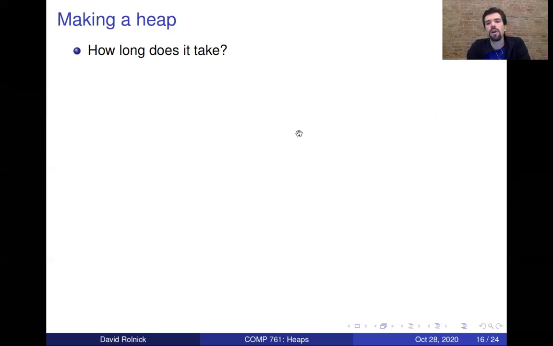So the question, do we not care whether the right child is greater than the left child? Correct. We do not care whether the right child is greater than or equal to the left child. This is not a search tree. This is a heap. Good question. So how long does this take?